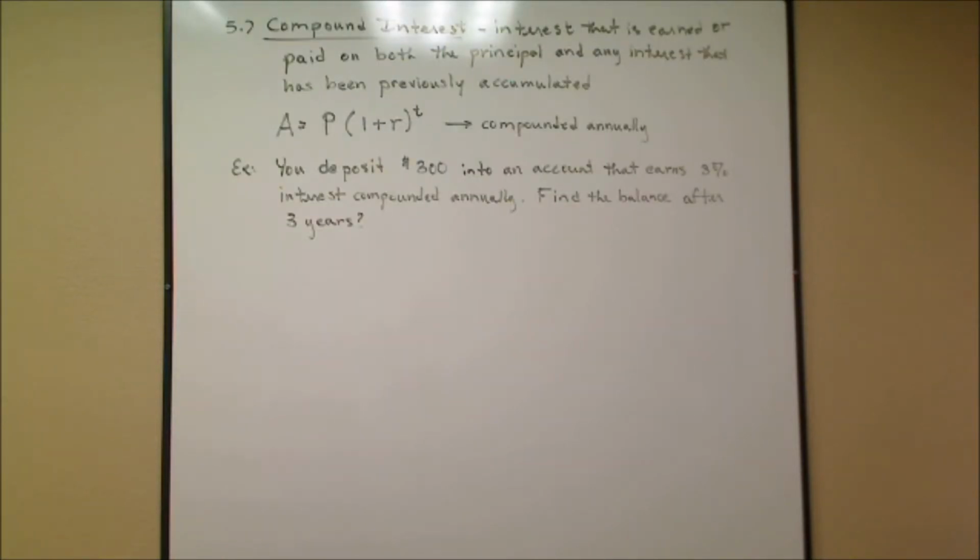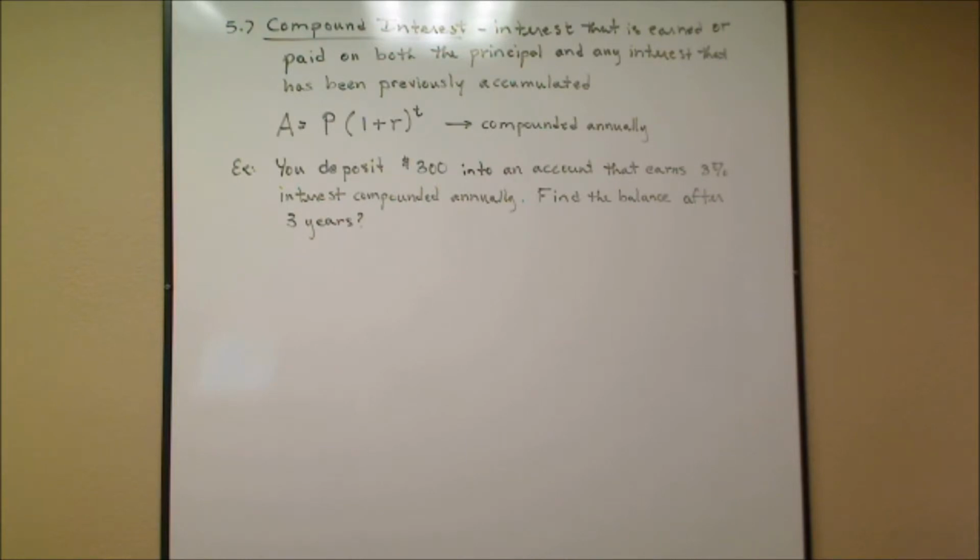All right, one more. Compound interest. Now, compound interest is interest that's earned or paid on both the principal and any interest that's been previously accumulated. If you get yourself a credit card, for example, the interest is compounded every month. And so it accumulates a lot of interest in a hurry, especially if you owe quite a bit of money. So that's always one of those warning themes that your parents should be talking to you about as far as credit cards are concerned.